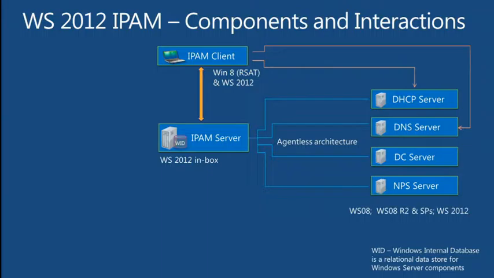Now, these two things communicate with a variety of other Microsoft products: DHCP, DNS, DC, and NPS. It's an agentless architecture, so you don't need to install anything on these machines. Most of the communication is done via RPC. That's how we communicate with these boxes, and that communication is done both directly by the IPAM client and also by the IPAM server.